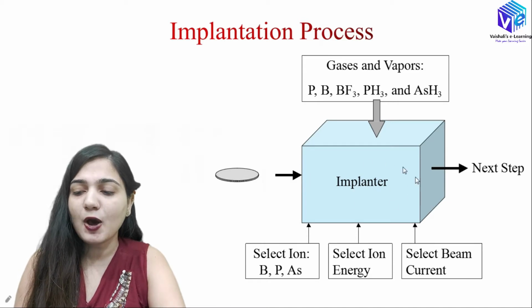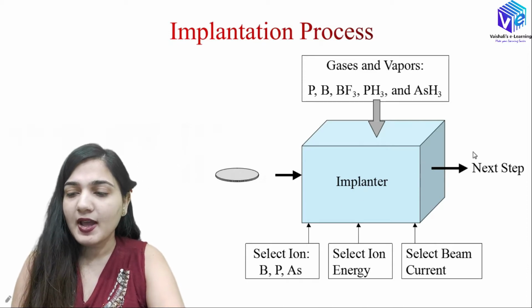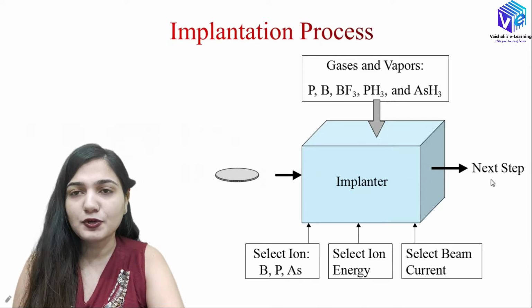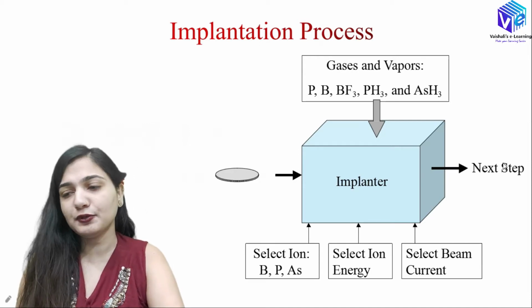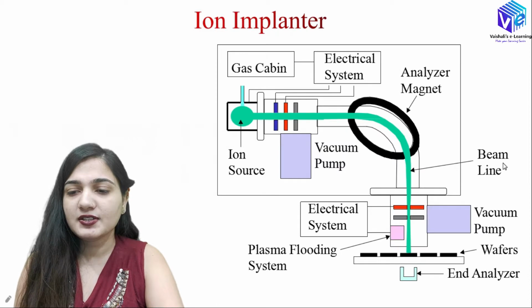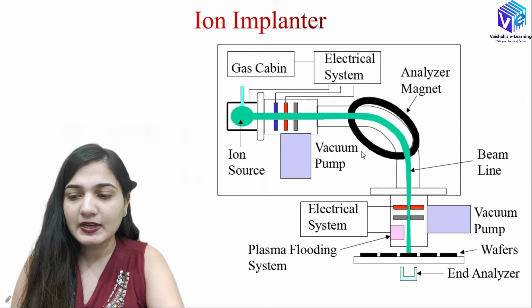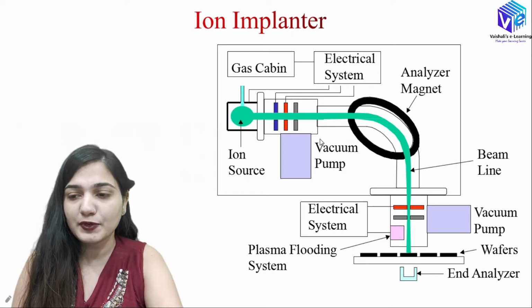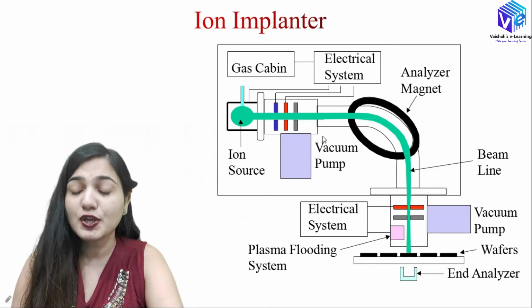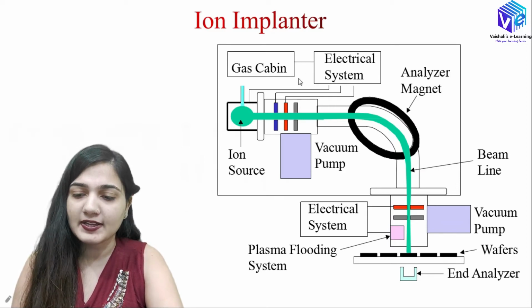So this is how I have the implanter. In the implanter, the ion implantation process will be happening, and these are the inputs. The output we will have is the doped chip, which we send to the next step. So this is the ion implanter. Actually it is the ion beam line, and this represents all of the basic components. I have chosen this to represent all of the basic components required for the ion implanter.